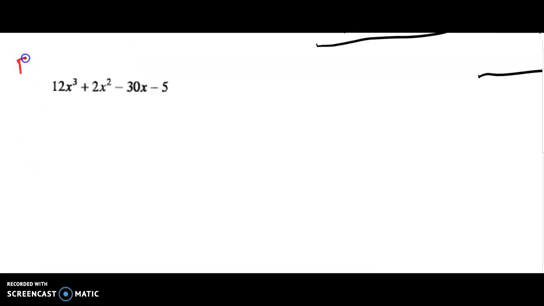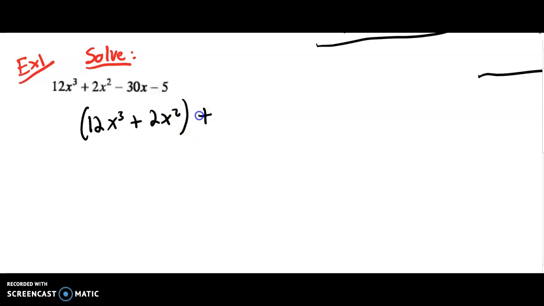This is example 1. This is a factor by grouping, and our instructions here are to solve the polynomial. So first thing I want to do with factor by grouping is break these into two separate groups. So I've got 12x cubed plus 2x squared plus negative 30x minus 5. So we want to break into two groups.